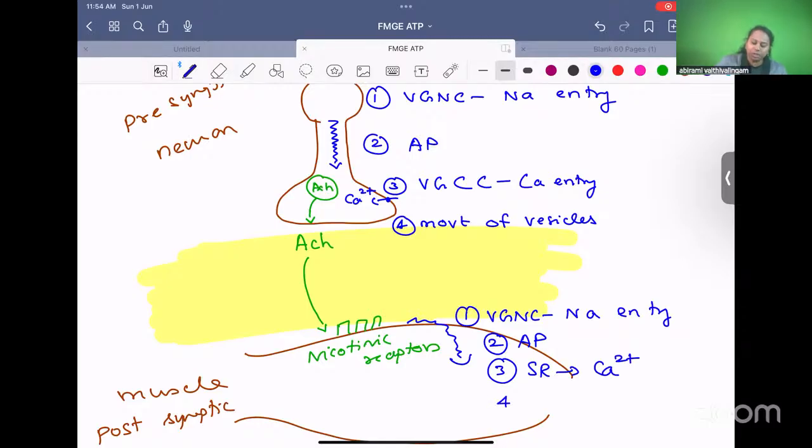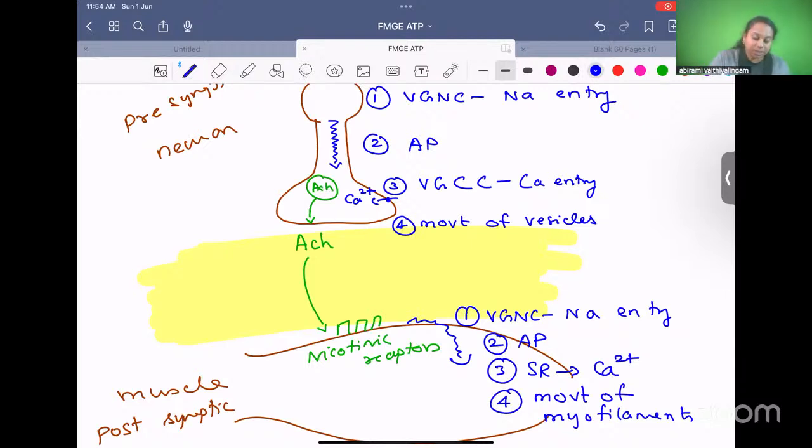And number four, whenever there is calcium, there should be a movement. What is the movement? Movement of myofilaments, actin and myosin. When actin and myosin move, the whole muscle moves. So these are the steps in neuromuscular junction. The steps are very important. Four steps in the neuron, same four steps in the muscle.